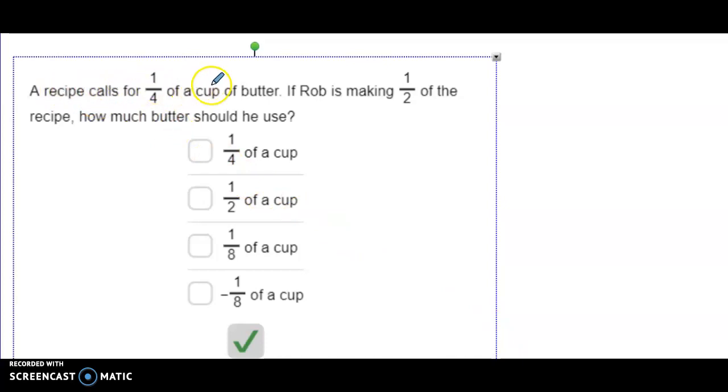But here's a recipe. The original recipe calls for only 1/4 cup of butter. You don't need to make this whole batch; you only need a portion of this batch of whatever this recipe is.